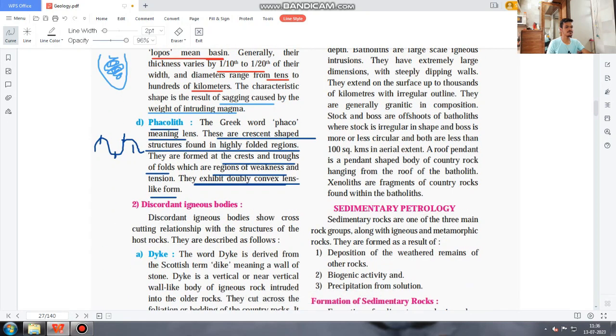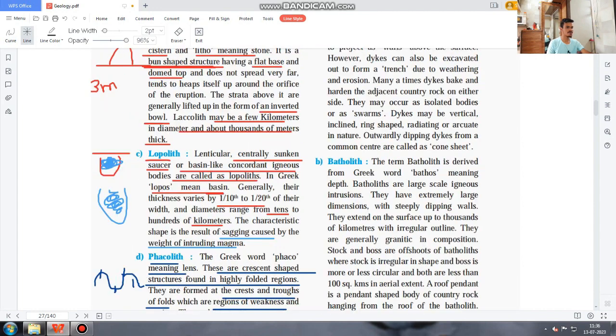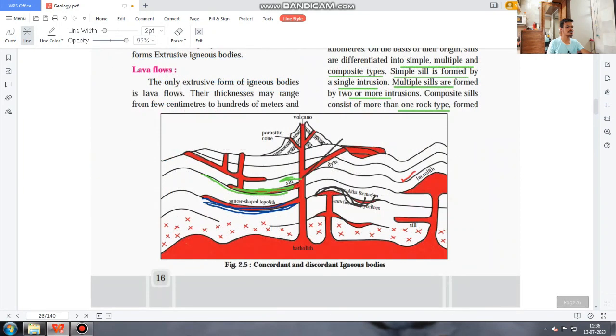Next we move on to discordant. There are only two types of discordant: dike and sill. Dike is discordant, which means they cut across. They have a cutting relationship. As you can see over here, they cut across. See, they are cutting across the black lines.